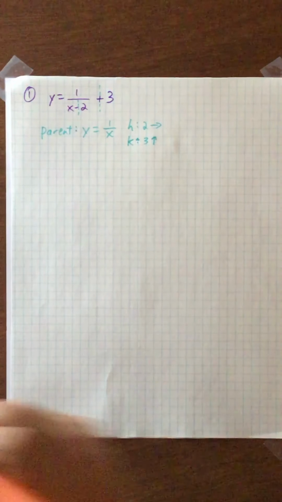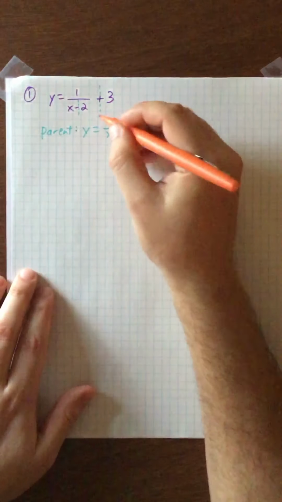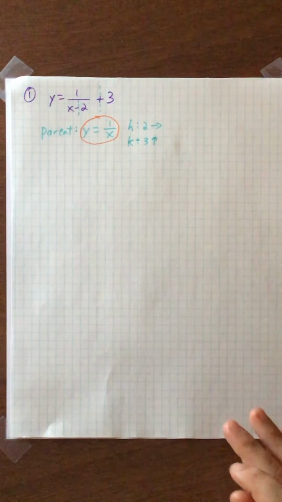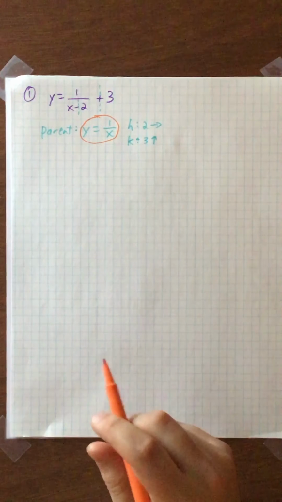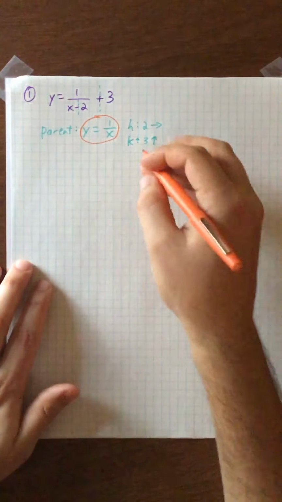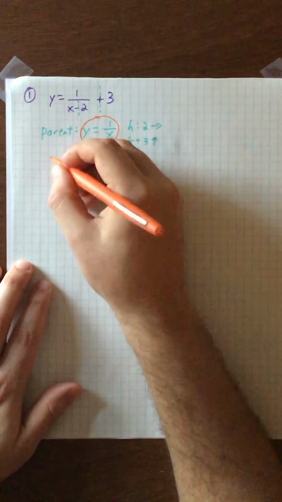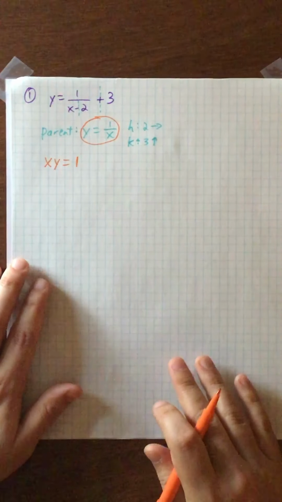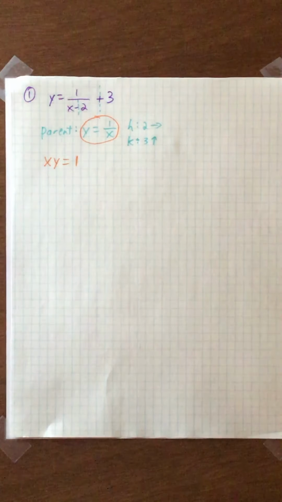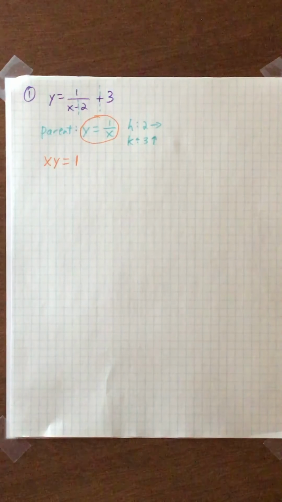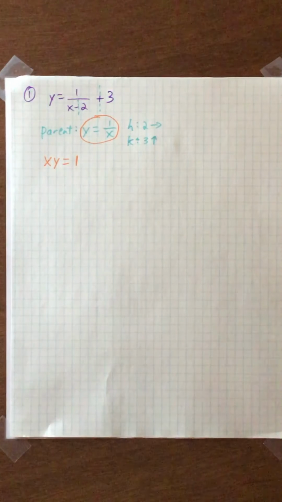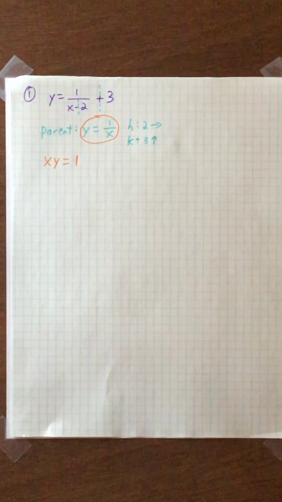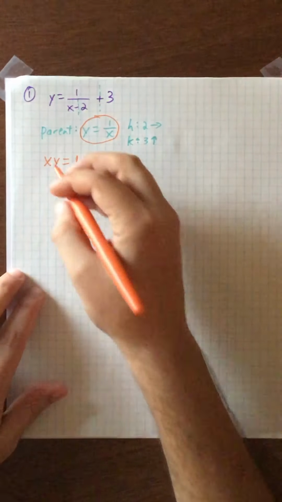We have a k value of 3, which means we're going to go up 3. Okay, and when I go to make my table of values now, I want to use this parent function. And the easiest way to do it is to move x over to the other side. So I have x times y equals 1. And the way I want you guys to pick values is just think of combinations of x and y that are going to give you a product of 1 when I multiply them together.